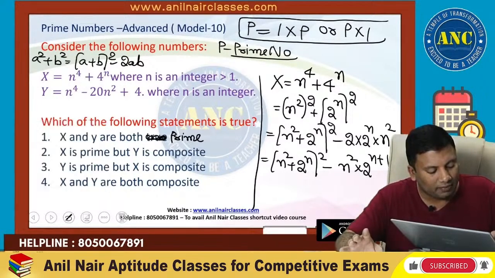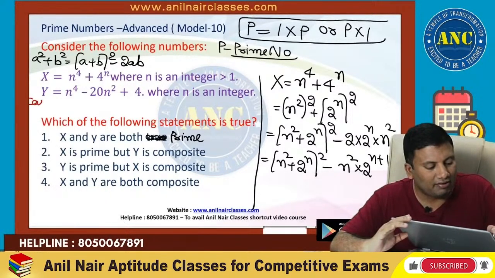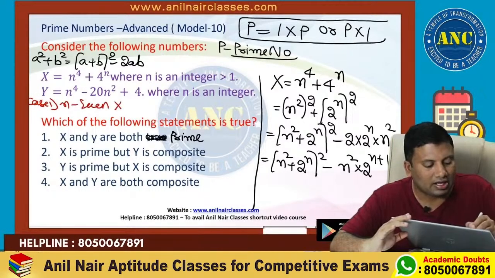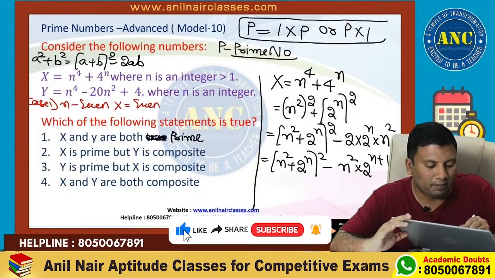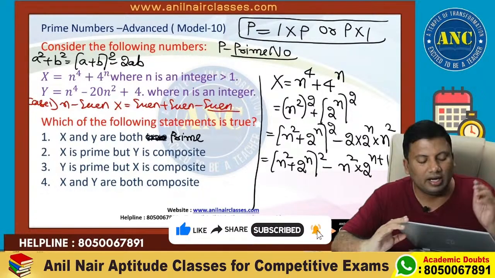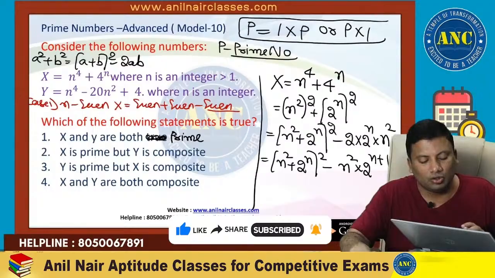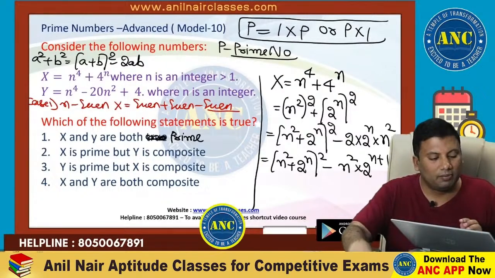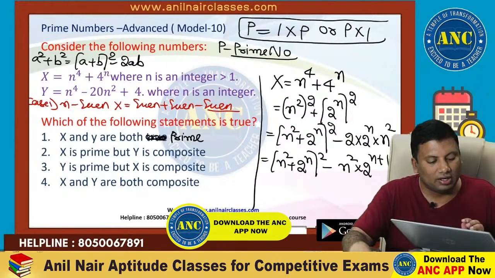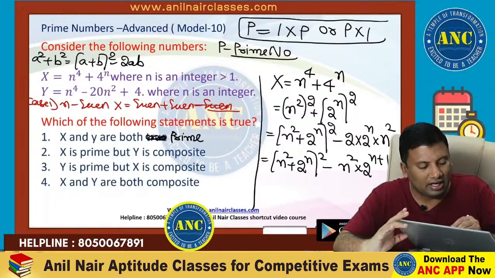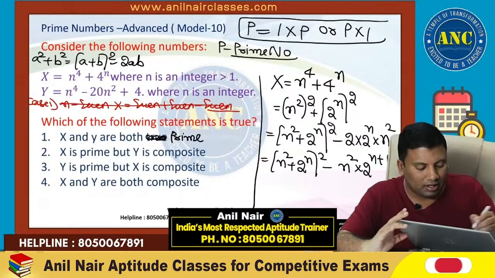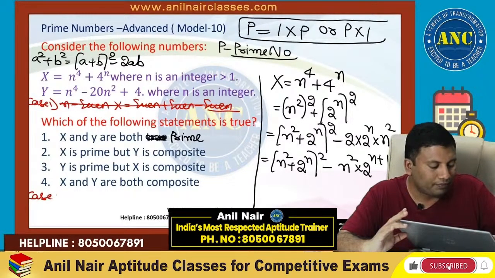Case number 1. If I take n value even, this will become x equivalent to even plus even, which is an even number. Other than 2, there is no even number which will make the x value a prime number. So even anyway is out.